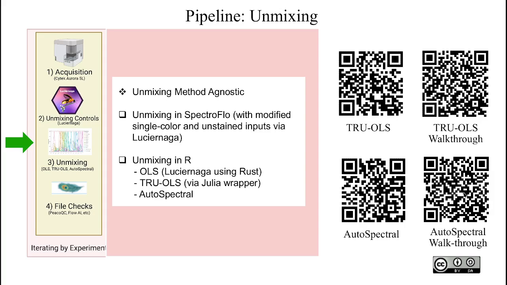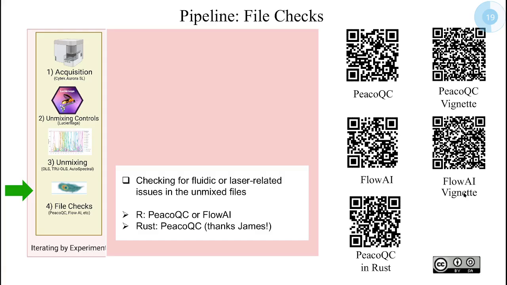We can unmix in SpectroFlo using these modified outputs that we're getting from Lucianica, but we can also unmix entirely in R, either using OLS, which we're using via the Lucianica package sped up by Rust, or alternatively TrueOLS, which we've been using through the Julia wrapper that I wrote, as well as the AutoSpectral package. Once we have gotten through unmixing, we still want to screen for fluidic or laser-related issues. In R, we can use PeacoQC or FlowAI, but I also recently learned that PeacoQC has been implemented in Rust, which is also a little bit faster.